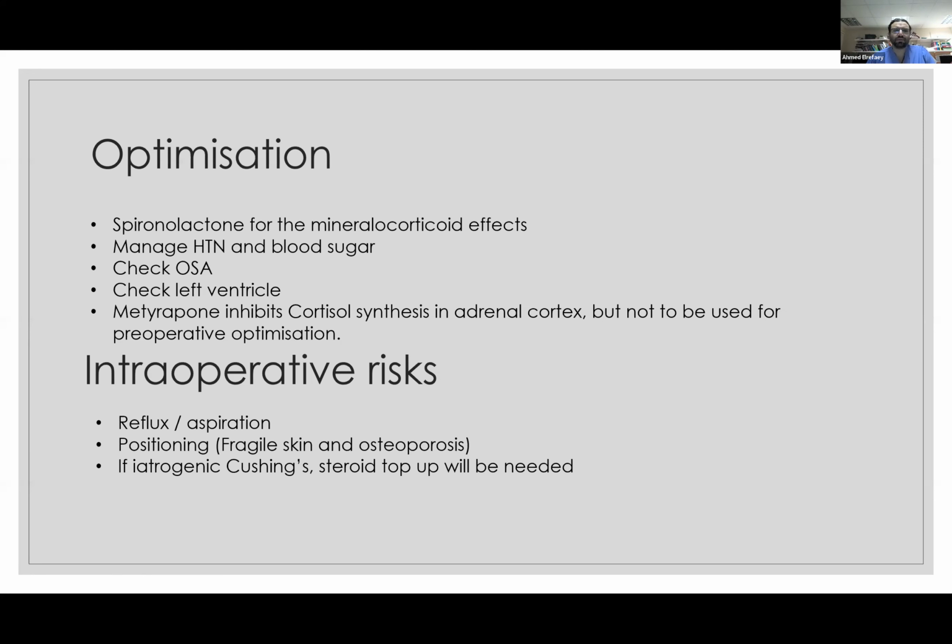Intraoperative risks, again, reflux, positioning, take care, they are very fragile. We are talking about the bone and the skin. And if we are talking about iatrogenic Cushing's, this is important. Those patients are on exogenous glucocorticoids, and their axis is inhibited. So during surgery, and with infection and stress, their body will need extra glucocorticoids. So we need to increase their doses or give them some more when we induce anesthesia to keep those needs met.